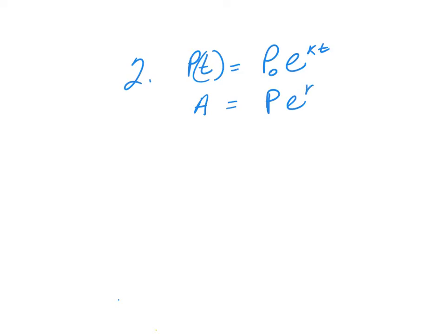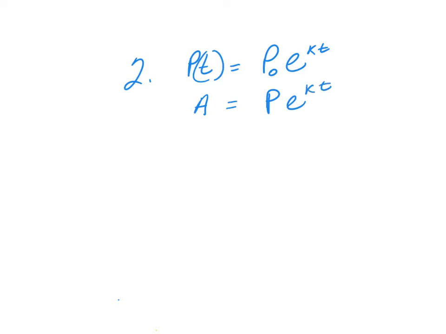I told you before that the equation might be written in a different way, and this is a very good example of that. P of t equals P sub 0 times e to the kt. What is the closest formula that looks like that? The formula for e, continuous compounding. Yep, A equals P e to the kt. You can use that formula.